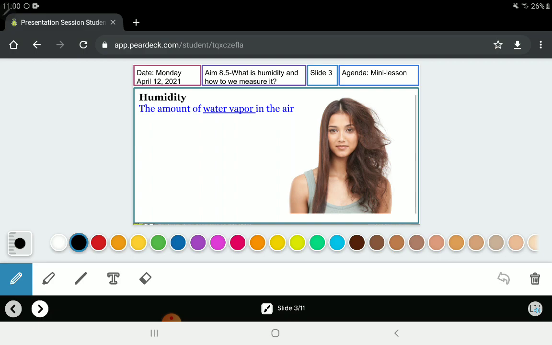So there are a couple words that we're going to learn today. The first one being humidity. So humidity is the amount of water vapor in the air.